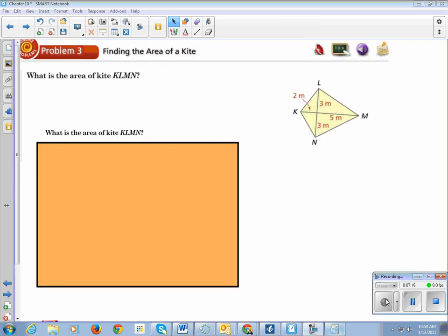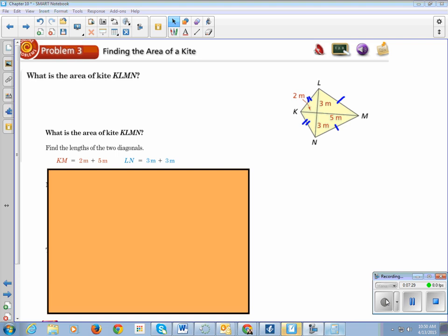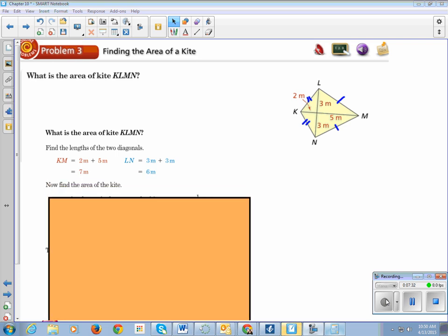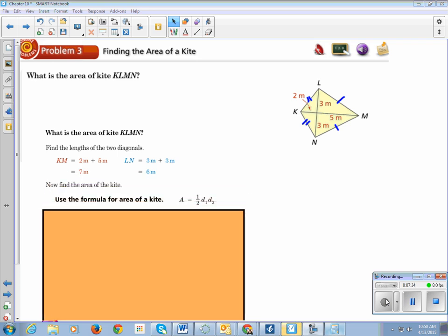So just so that you guys remember, a kite has 2 pairs of consecutive congruent sides. The formula for the area of a kite is the diagonal times the diagonal times 1/2. Sorry, I said diameter, it's the diagonal. So to find the area of the kite, you need its diagonals.